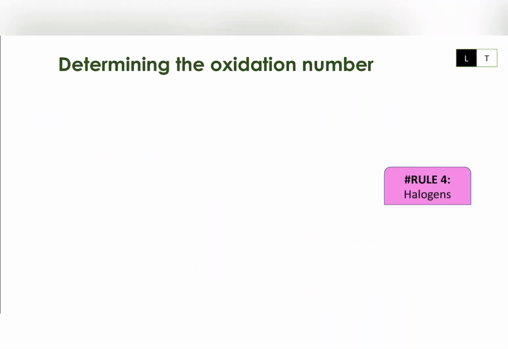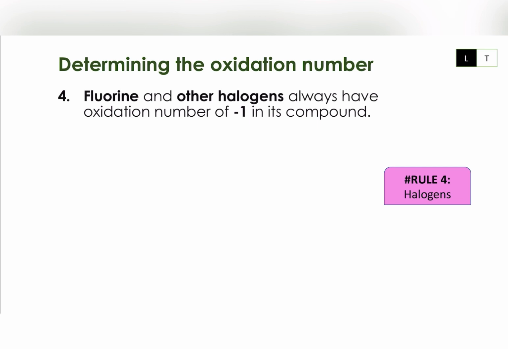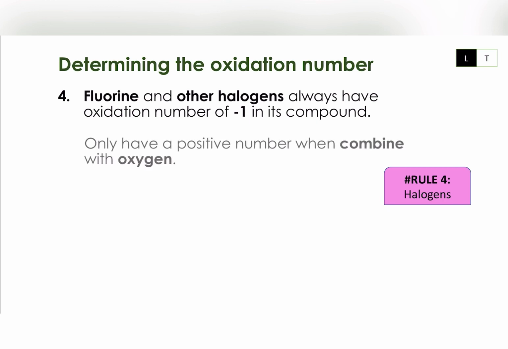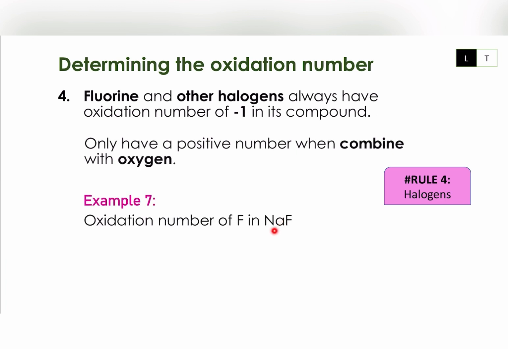We have halogens. Fluorine and other halogens always have oxidation number -1 in their compounds, but they only have a positive number when combined with oxygen. For example, I have NaF, so I want to determine the oxidation number for fluorine in NaF. I can write it down as -1. Same goes for Cl in HCl. The oxidation number for Cl is -1.